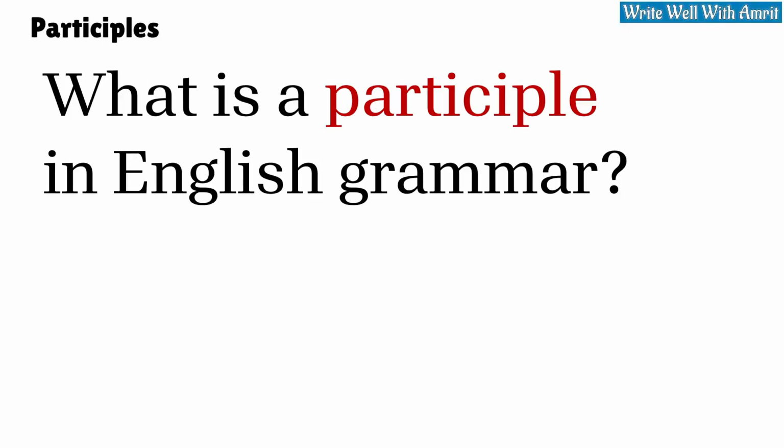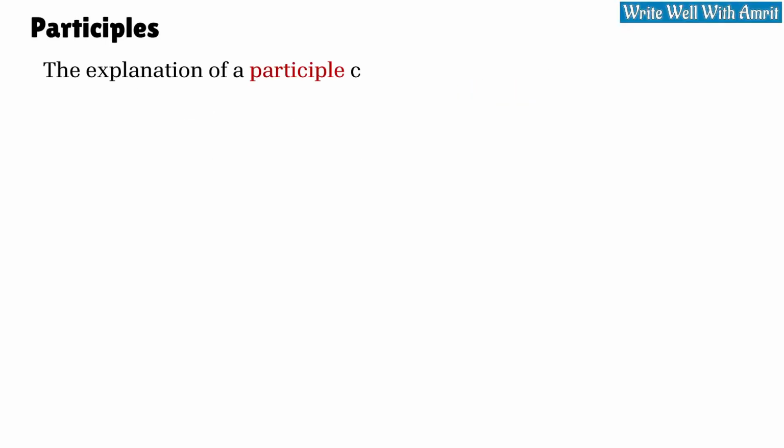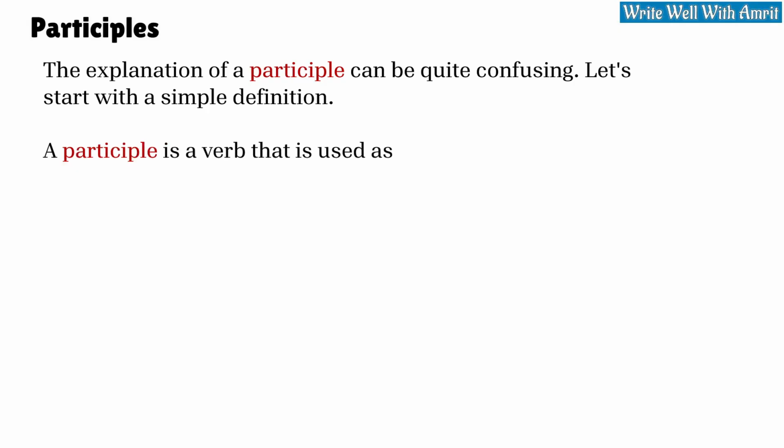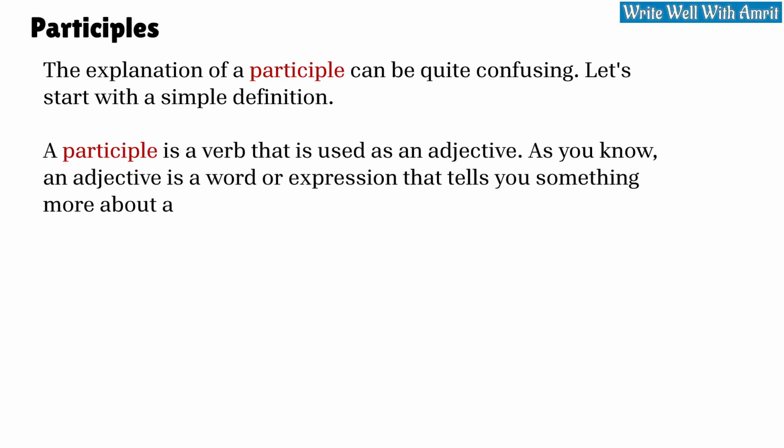What is a participle in English grammar? The explanation of a participle can be quite confusing. Let's start with a simple definition. A participle is a verb that is used as an adjective. As you know, an adjective is a word or expression that tells you something more about a noun.